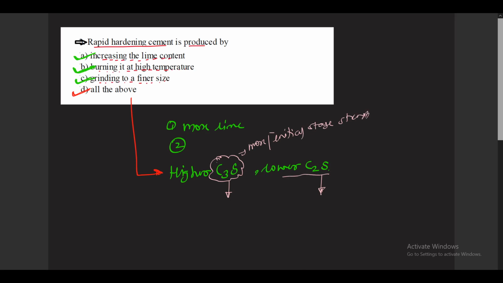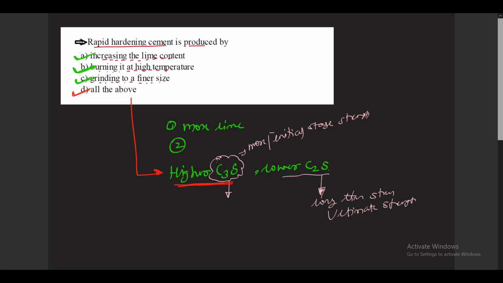That means this ultimately leads to the long time strength, and that is the ultimate strength, and you can see here it is the rapid hardening cement. That means obviously here the percentage of C3S is more if you compare to the C2S.